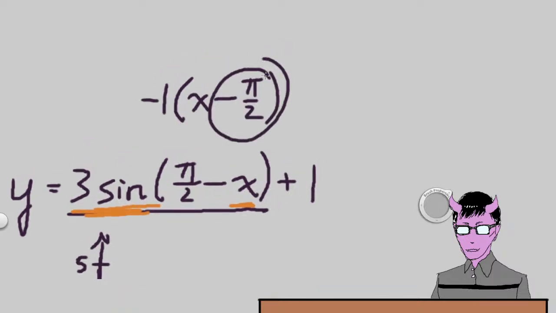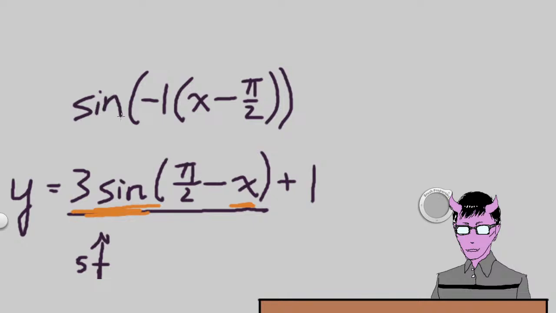So this one is the true horizontal shift, not positive pi over 2. It's negative pi over 2. So the true shift is pi over 2 to the right, not to the left, which some people will get fooled into if they don't factor it out. So this is what's happening inside the sine function.